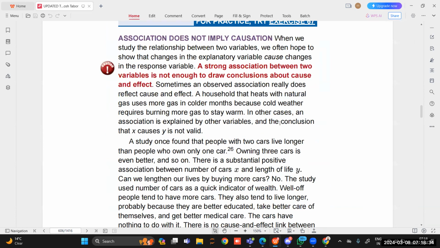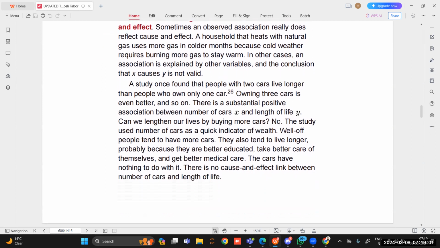Okay, so you can read the next topic. Association does not imply causation. When we study the relationship between two variables, we often hope to show that changes in the explanatory variable cause changes in the response variable. A strong association between two variables is not enough. He has explained again and again that a strong relationship does not show that a change in the value of x will cause a change in the value of y. So that's all.